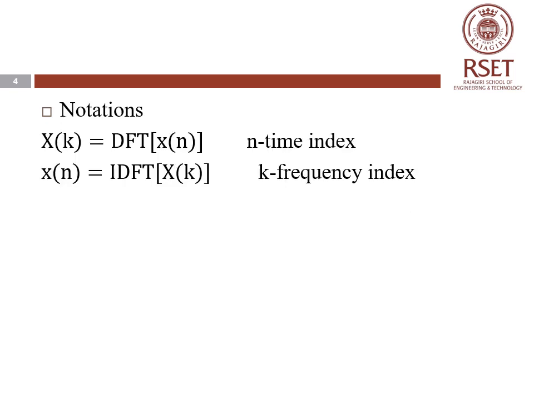And the notations used are as shown. Small letter x of n indicates the time domain, where n is the time index, and capital letter X of k indicates the DFT, where k is the frequency index. So X of k is equal to the DFT of x of n, and x of n is equal to the inverse DFT of X of k.